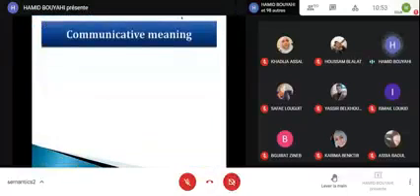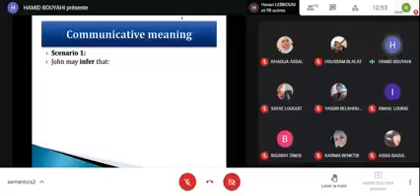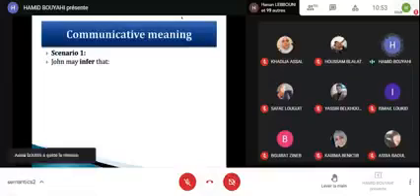And now we have the communicative meaning, which is another level of meaning. In scenario 1, you remember the first scenario as we have seen, John may infer that. So when we talk about inference, can someone explain the word infer?